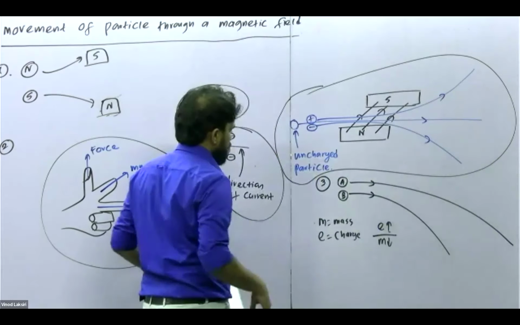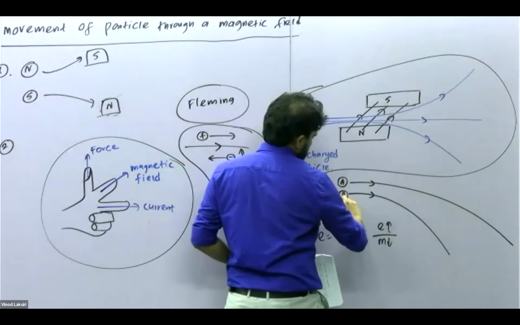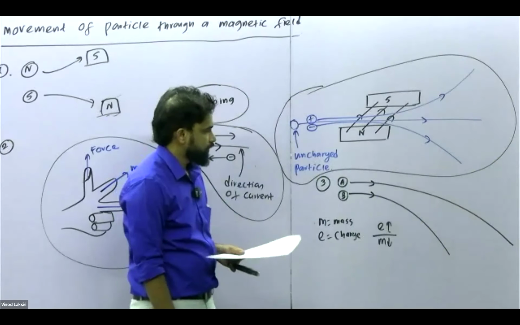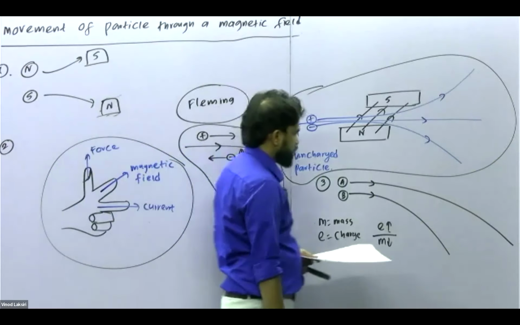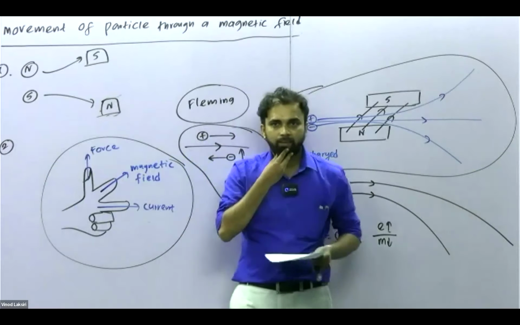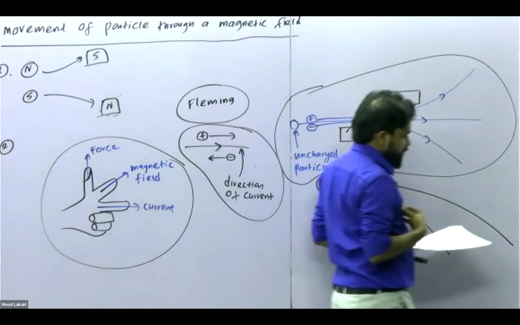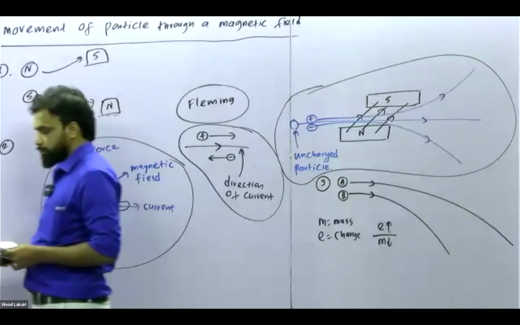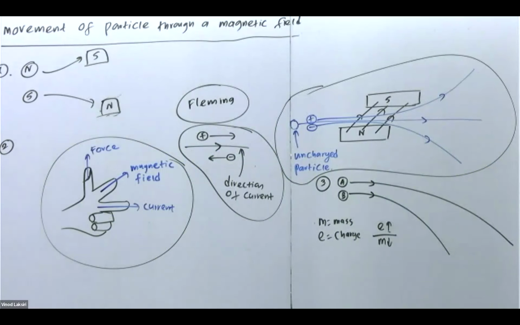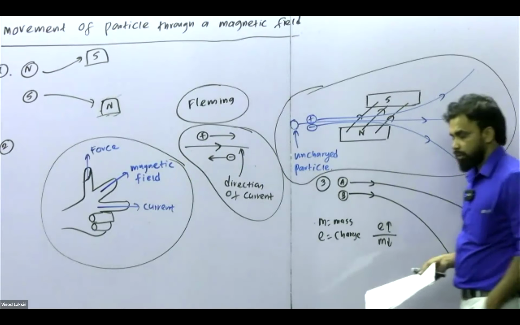Take these two as examples, A and B. Particle A moves like this and deflects. Particle B moves like this and deflects. Then write down: the deflection of particle B is higher than particle A.